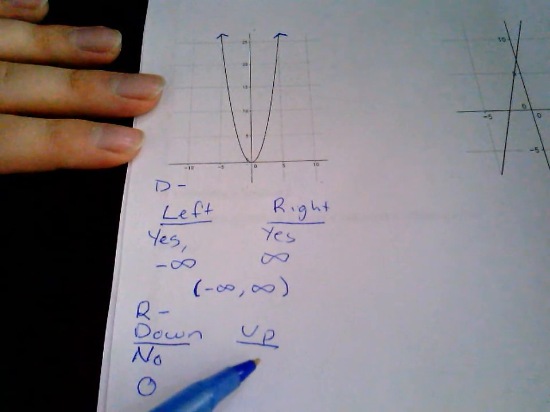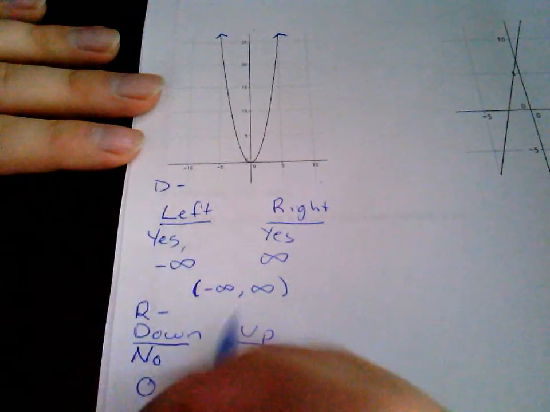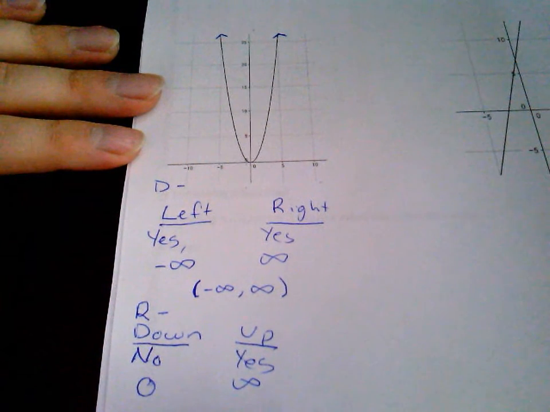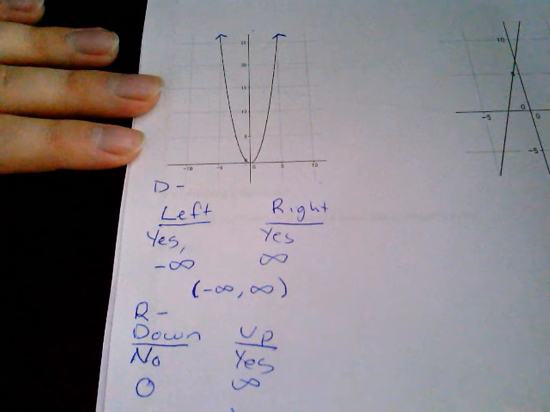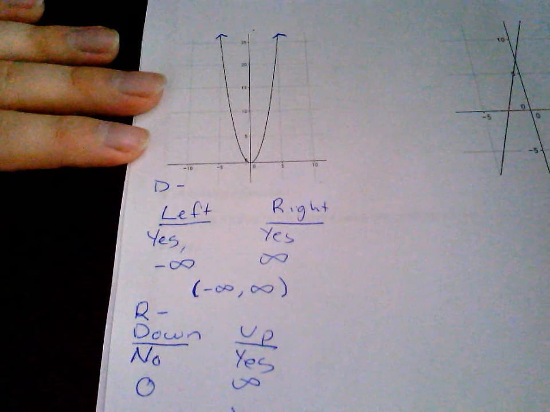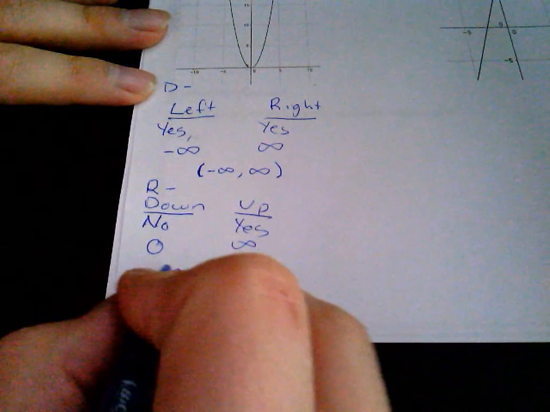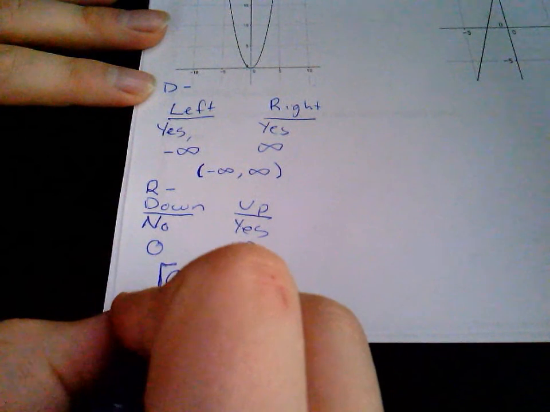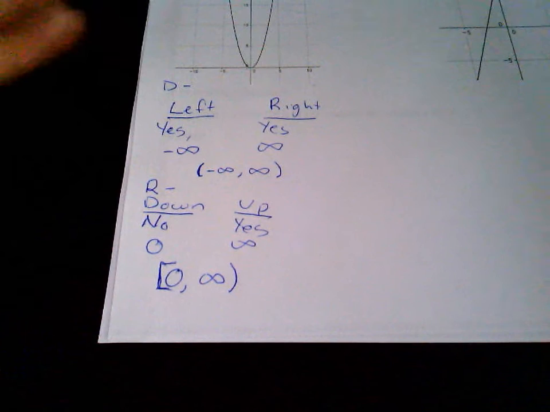Now, the question, is it going up forever? Well, yes. In both directions, it's going up forever. So it's infinity. So my range is from 0 to infinity. It's okay if you don't remember the brackets, but I want to show it to you like this. If it's a number that's not infinity, we put this little bracket sign here. But if it's infinity, you put the little parenthesis.